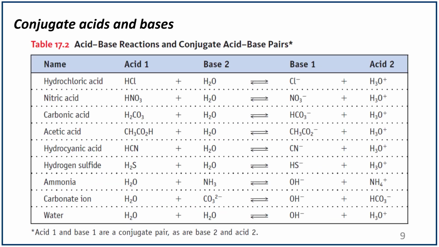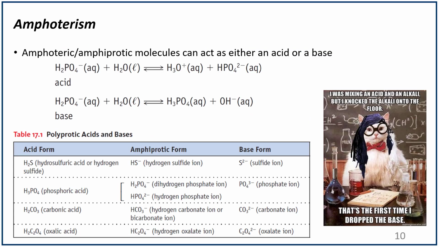Here are some examples. I'm not going to go over them, but I think you should be at least familiar with this to convince yourself how acid-base conjugate pairs are formed. Now there are some cool species which actually act both as an acid and as a base. You have, for example, H2PO4 minus here when it reacts with water as a base, it produces a proton.